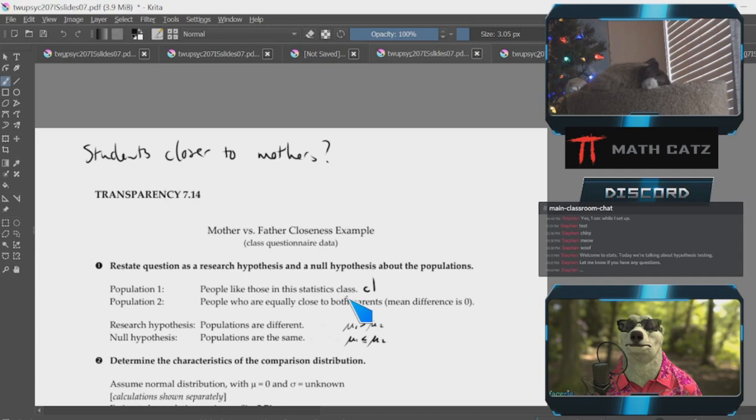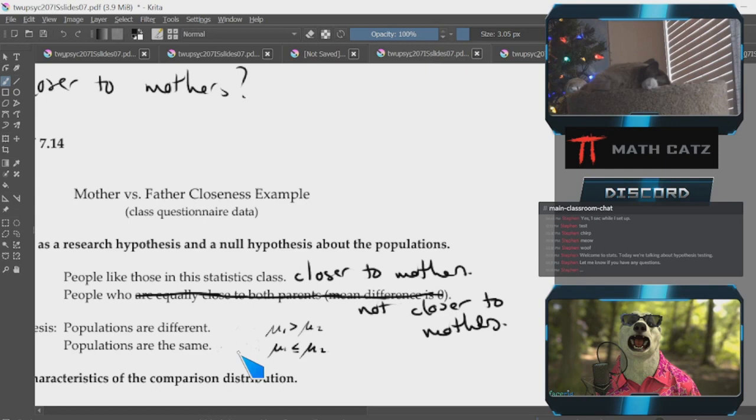Closer to mothers. And then here I'll just say not closer to mothers, just to have everything match up with this phrasing over here, which I'll zoom in on. Whoa, random line. I'll zoom in here. So the null hypothesis is that they're not closer to their mothers. The research hypothesis that they are.